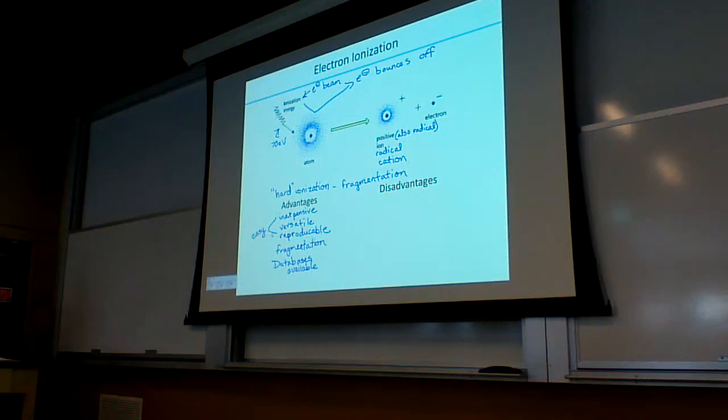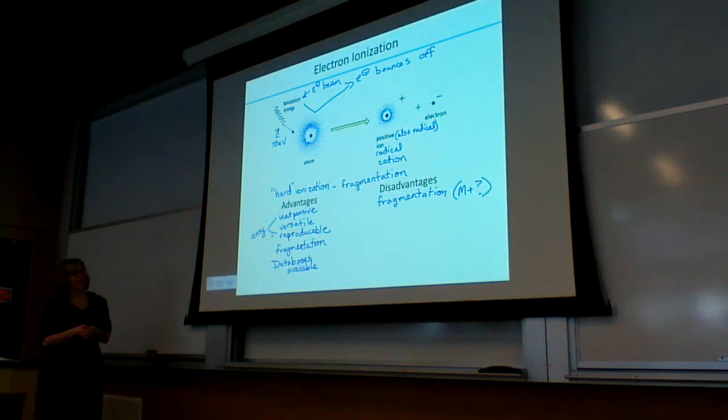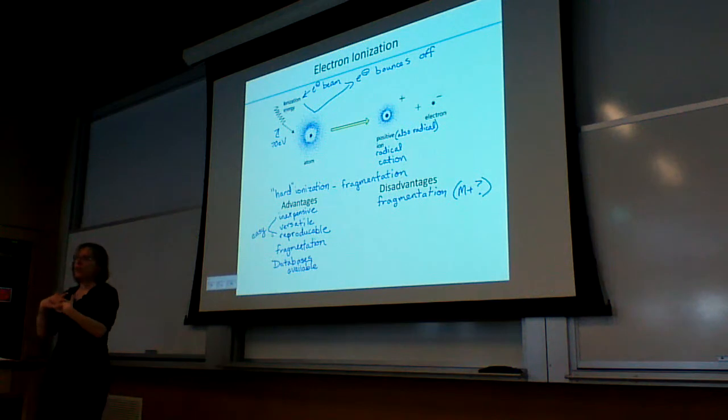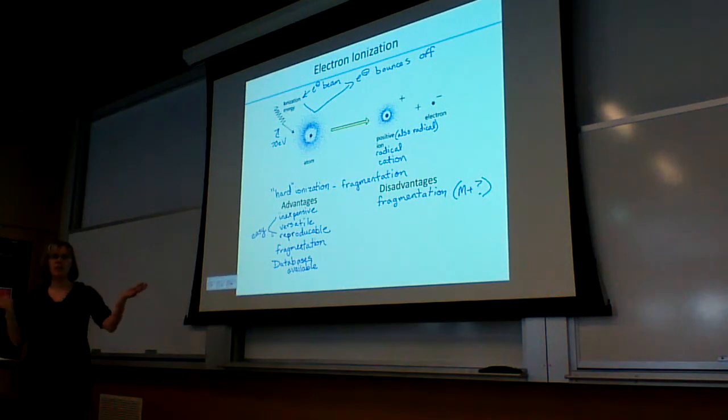Disadvantages. Well, fragmentation. In particular, are you going to see your molecular mass? With very sensitive molecules that can't take a lot of energy, they just fragment completely when you give them an electron beam. Then you're not going to see your molecular mass peak, so it makes determination of what you have a little bit more complicated. So fragmentation is both a plus and a minus.